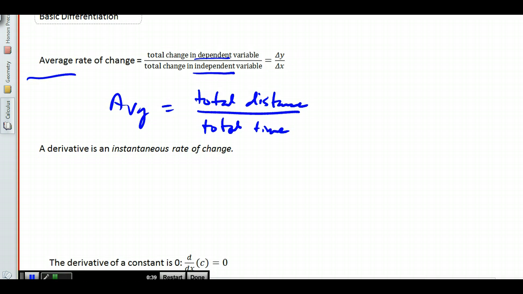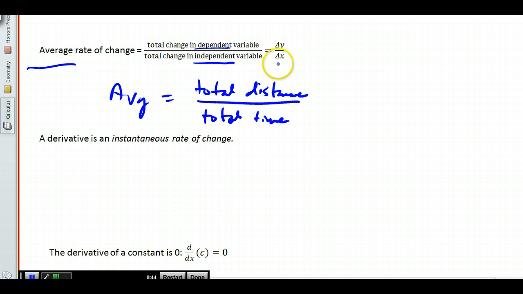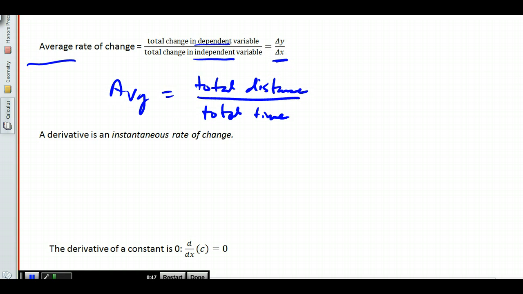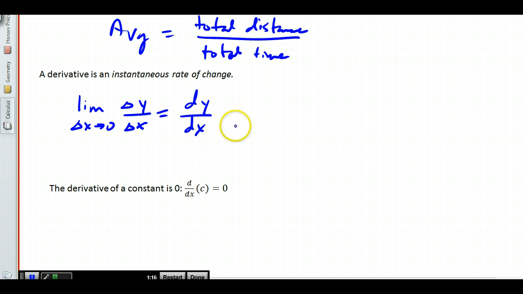Well, the cool thing about calculus is that now we can find an instantaneous rate of change. We don't have to have any change in the independent variable. So what we say is that the limit as delta x approaches 0 of delta y over delta x becomes a derivative, and that Greek delta becomes a d. And so we get dy dx. That is our notation for a derivative, dy dx. That means the instantaneous rate of change of y with respect to x.